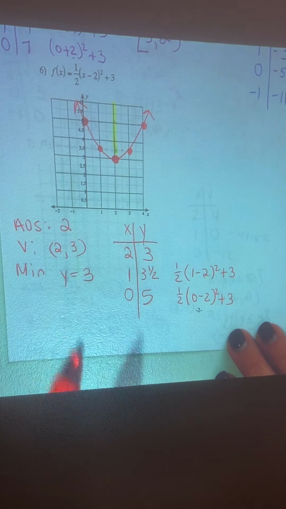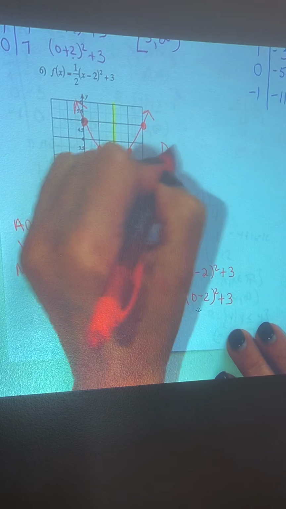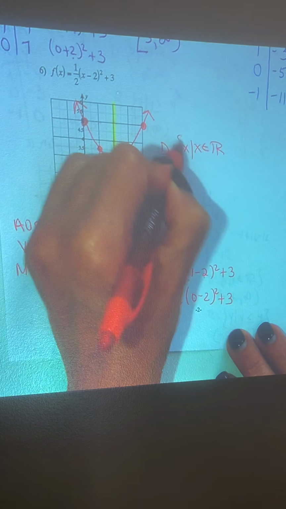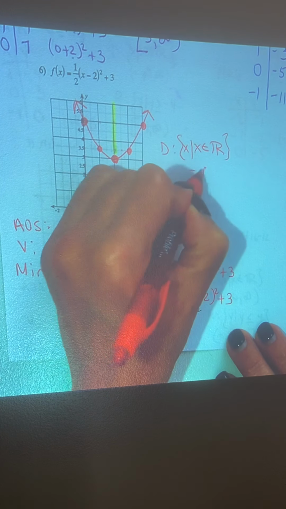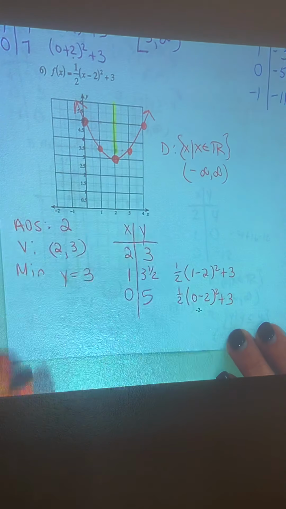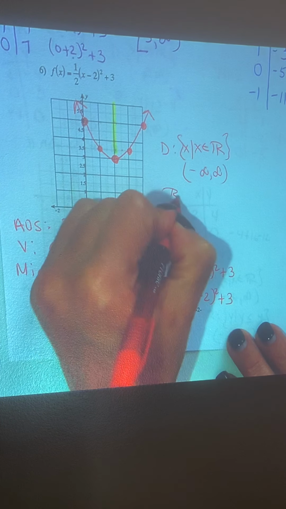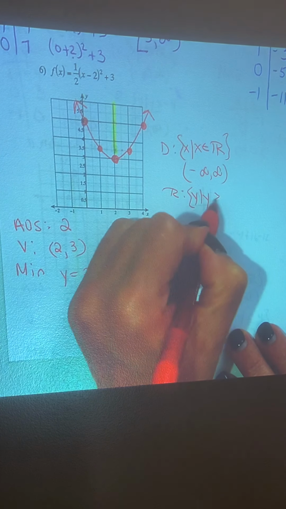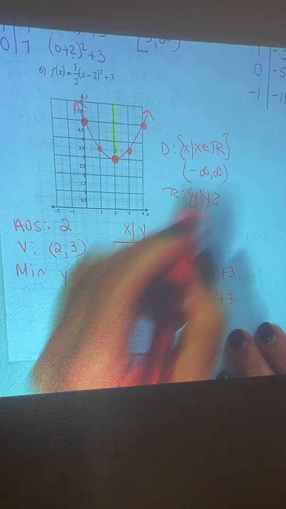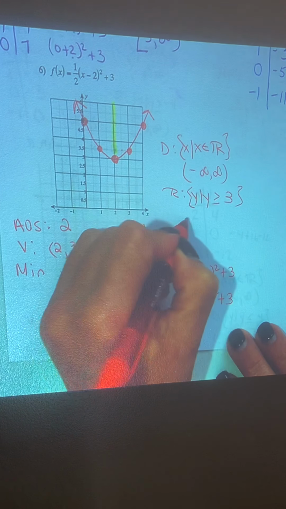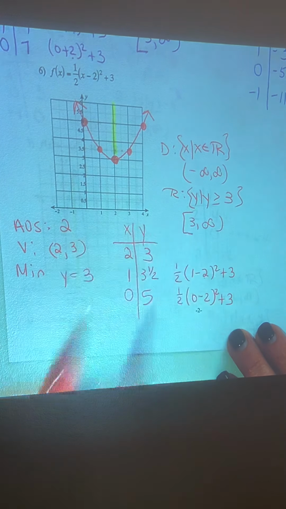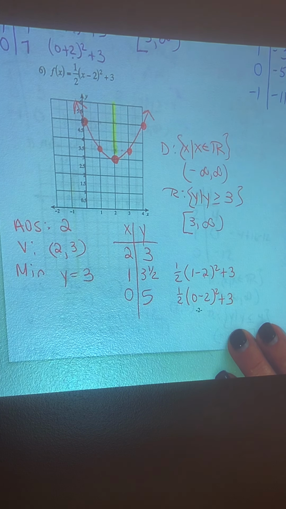We know the domain is all real numbers. -infinity, +infinity. And the range, y is such that y is, it's going up, so it's greater than or equal to y value of the vertex, which is 3. And it's 3, infinity. And there we have it.